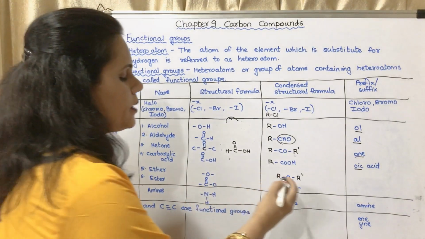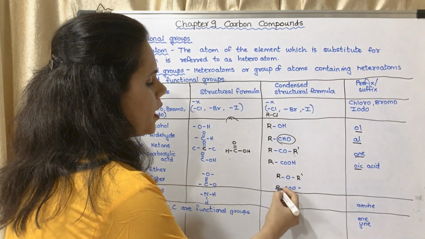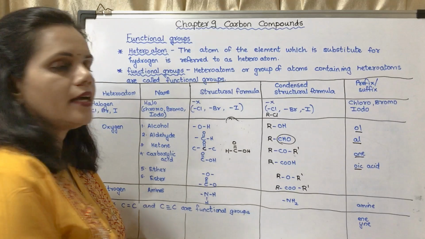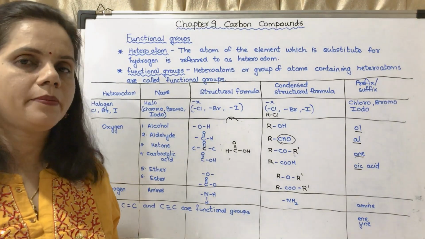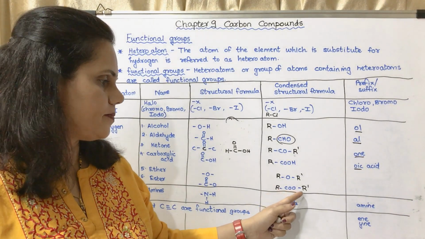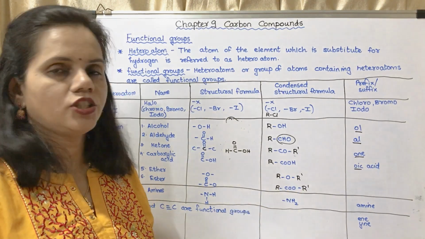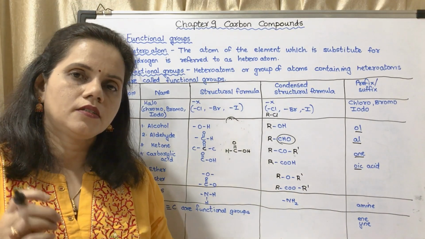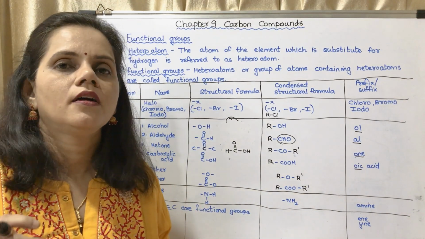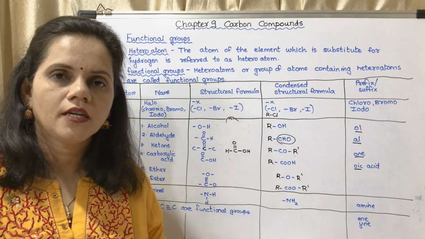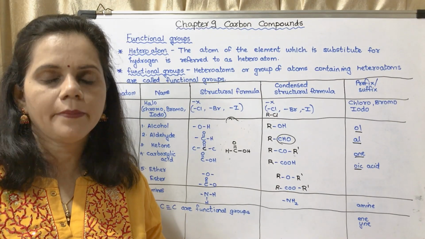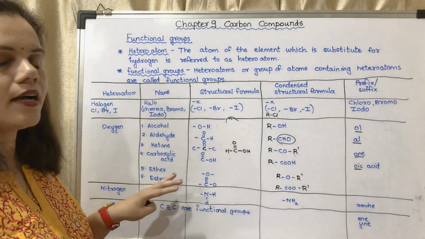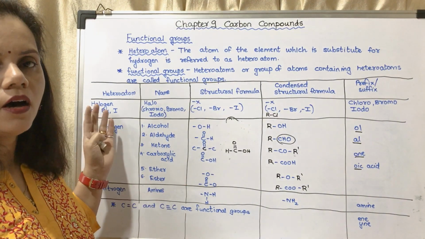The next is ester, which has C double bond O, and on one side it is O. That means it is having COOR. On this side it could be any, on this side also it could be any number of carbon atoms. So this is the structure of ester, and it does not have a particular suffix, but it is given the IUPAC name, and its common name is ester. So these are the compounds with heteroatom oxygen.